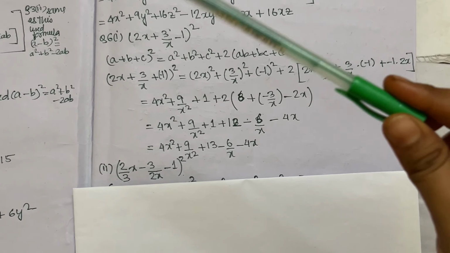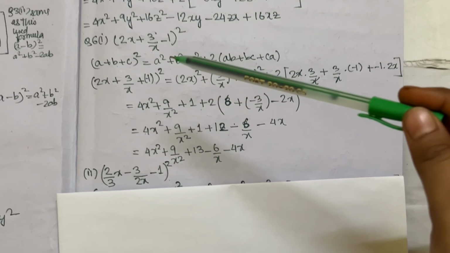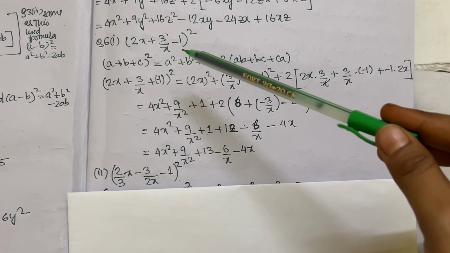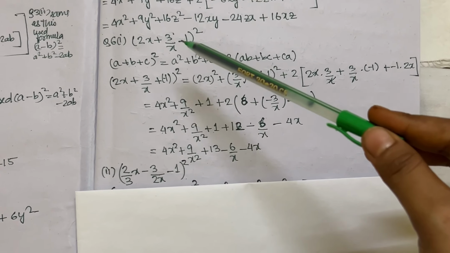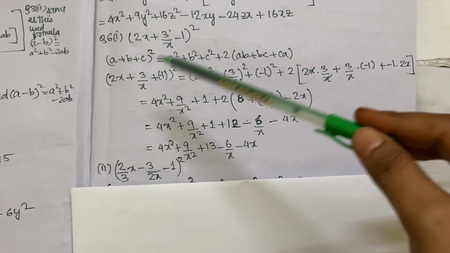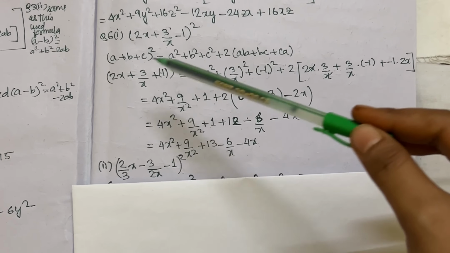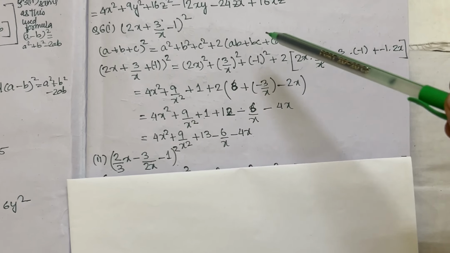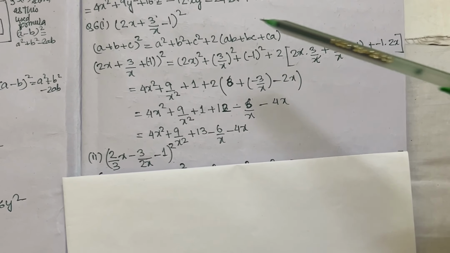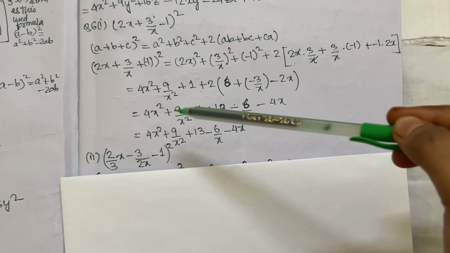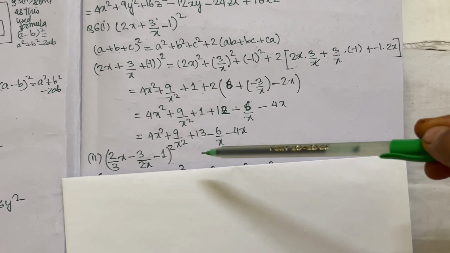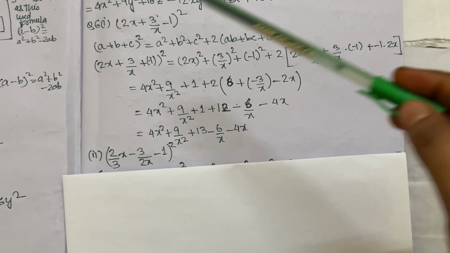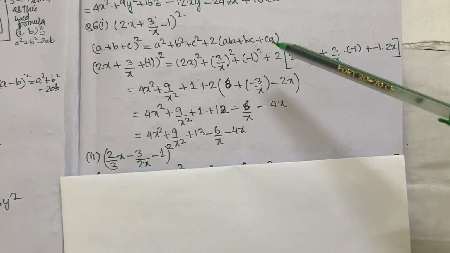6, 1. 2x plus 3x minus 1. Similarly, we know the a plus b plus c formula, we have to make it. So we make it as 2x plus 3x plus minus 1 whole square and put it into this formula. That is this. On simplifying, we get 4x square plus 9 by x square plus 13 minus 6 by x minus 4x.